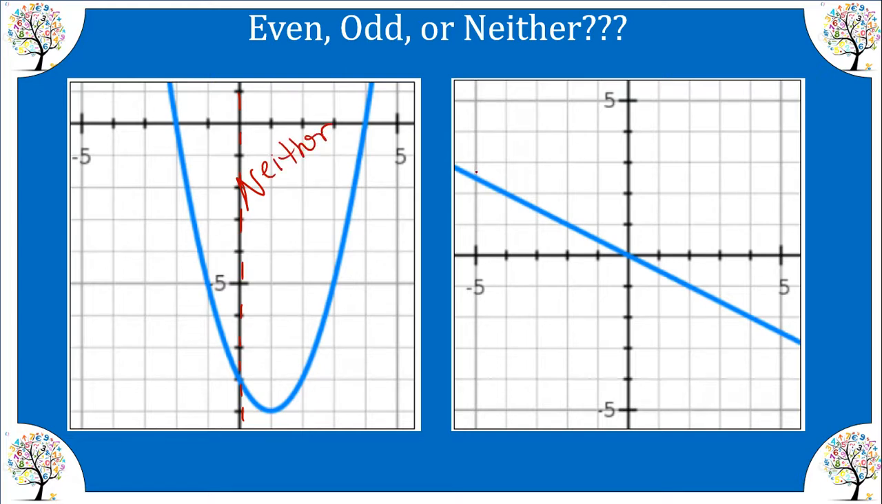Now we have this linear function. It is passing through the origin. So let's see if we have opposite outcomes. So when x is 2, our output is -1. Now when x is -2, we should get out the opposite of -1, which is +1. So this is odd. The outputs are opposite. So we have an odd function.